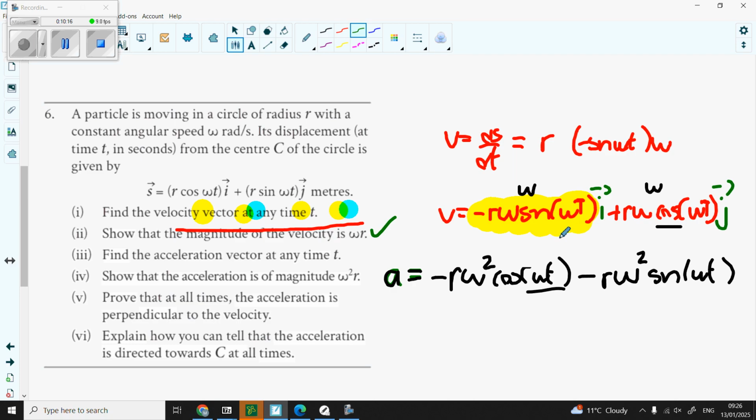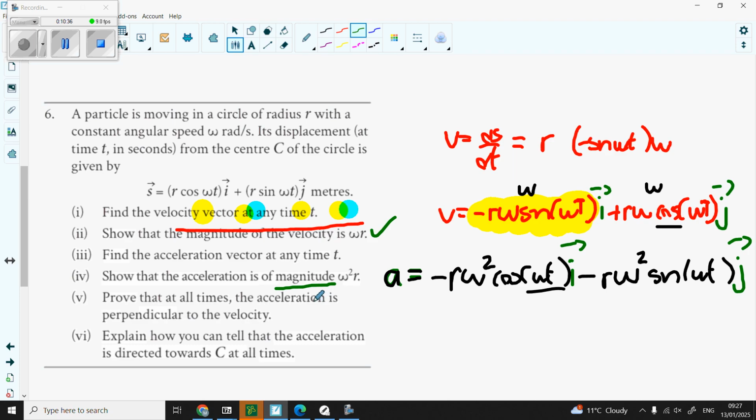And I've made a mistake. Who cares to tell me what my mistake is? I didn't put the vectors in, did I? So I did all the differentiation right, but I neglected to put the vectors back in. Okay, so just be careful about that.